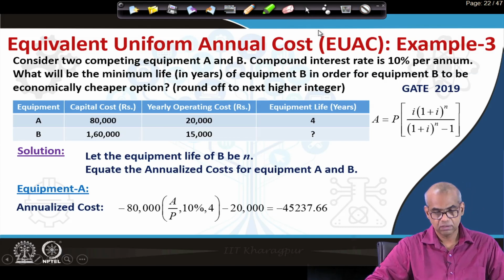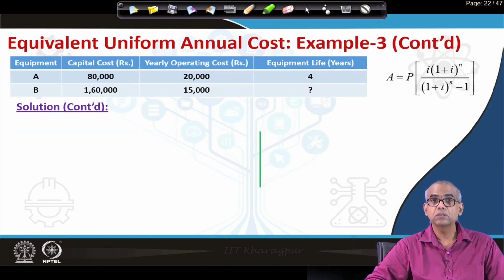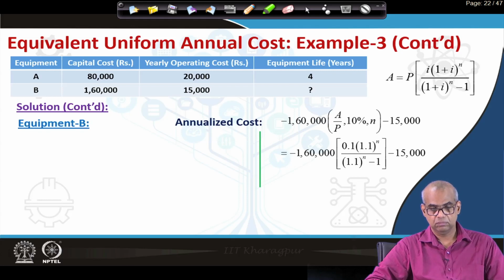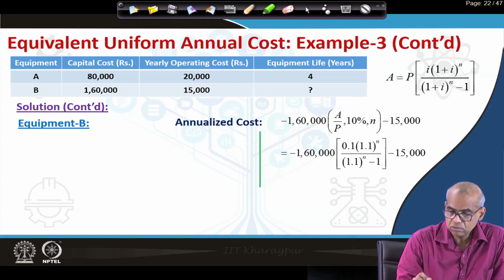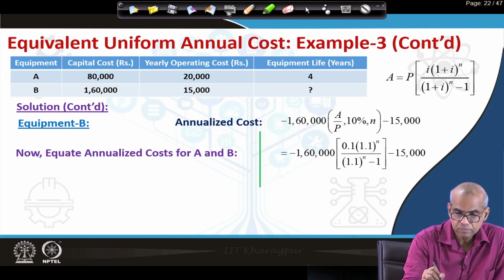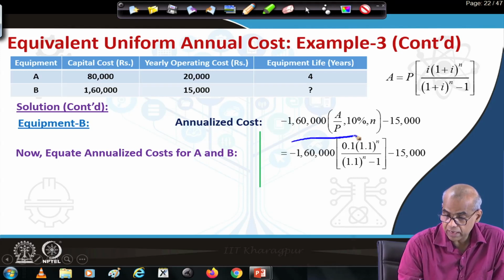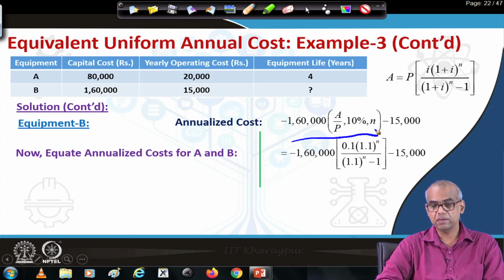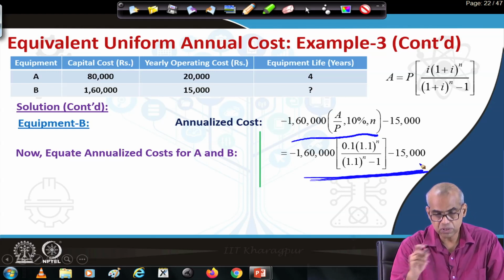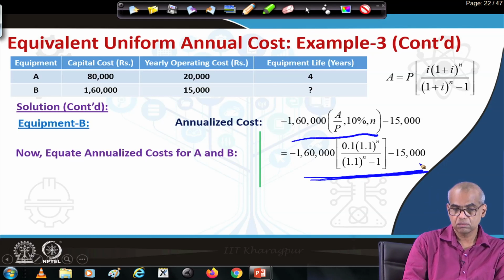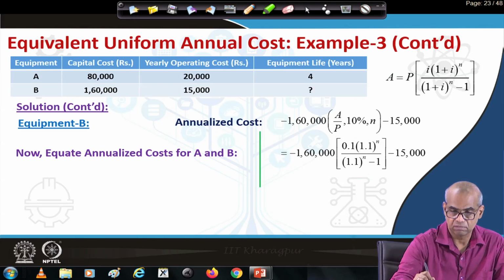Let us repeat the same for equipment B. So, for equipment B, 1,60,000 has to be annualized over n years, that unknown n, with interest at 10%. So, you know the expression for that. So, this expression becomes the annualized cost for equipment B when I assume that its service life is n.